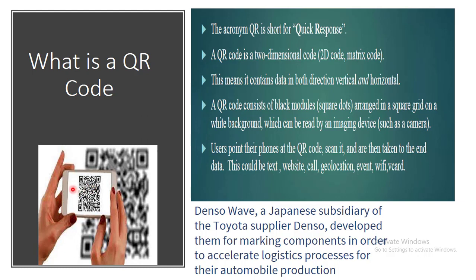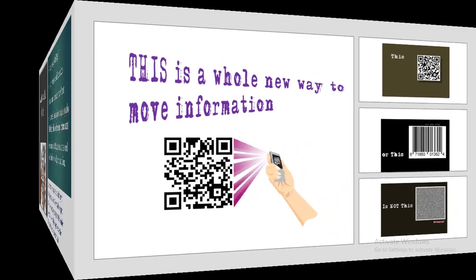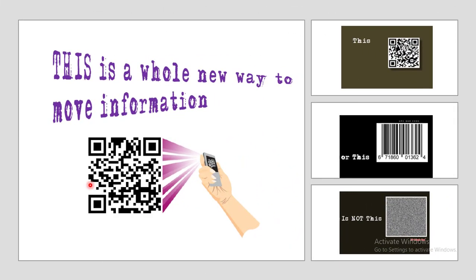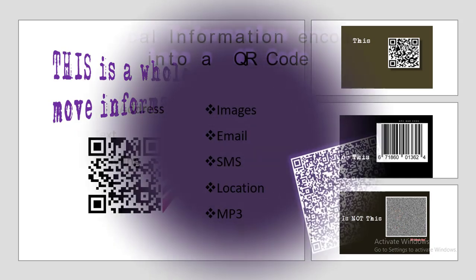It was designed by Denso Wave, a Japanese subsidiary of Toyota supplier. It developed this code for marking components in order to accelerate logistic processes for automobile production. It is a new way to move information forward. This is what a QR code looks like. This is not a QR code, like what you see at the back of some textbooks or some products, and this is not a QR code.